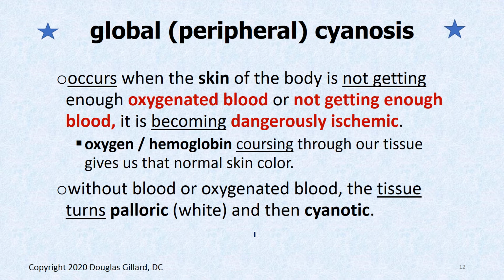And a global cyanosis, that usually means there's a problem with the lungs or the heart or something. You're not getting enough, or maybe a heart defect. Your whole body is not getting enough oxygen. And this is not a good thing. I mean, that means your brain's probably not getting enough oxygen as well.